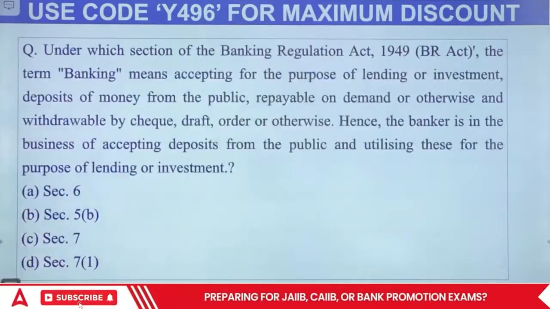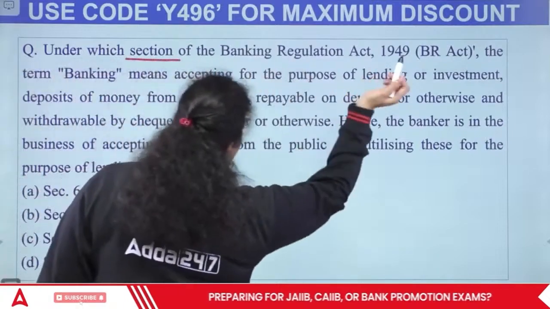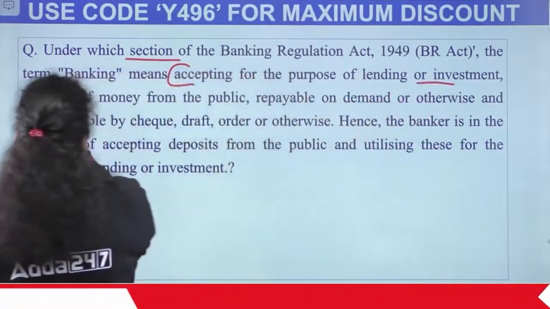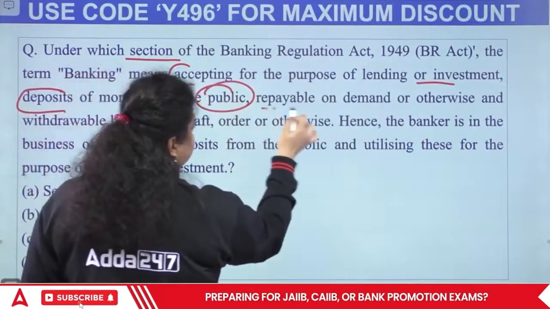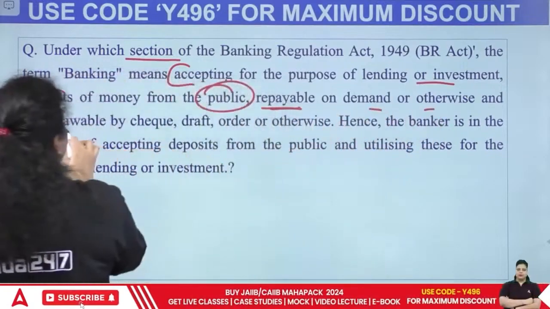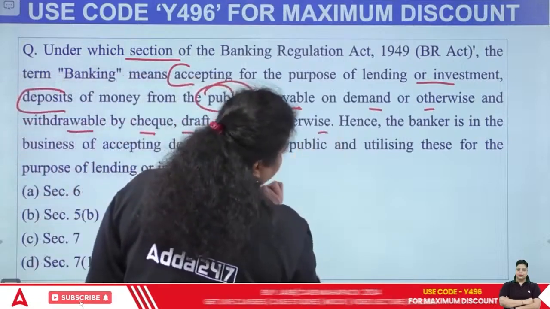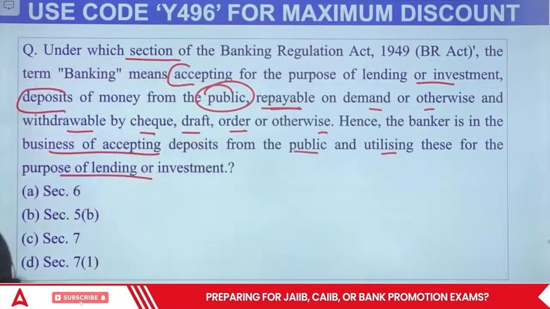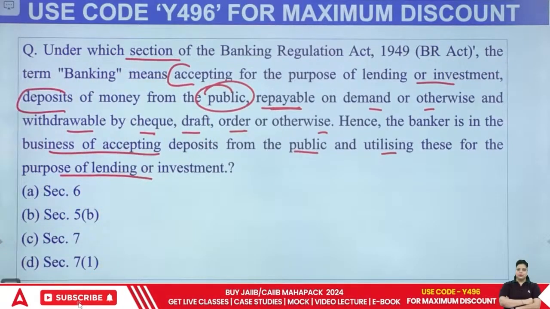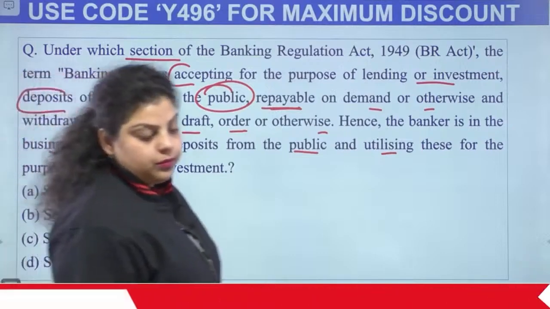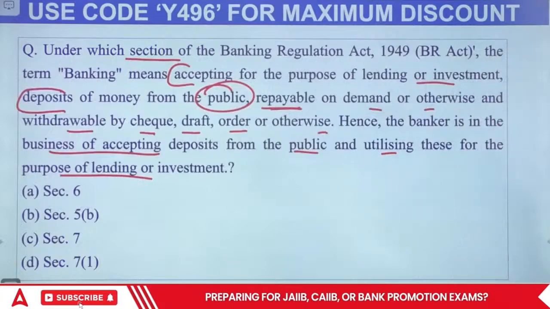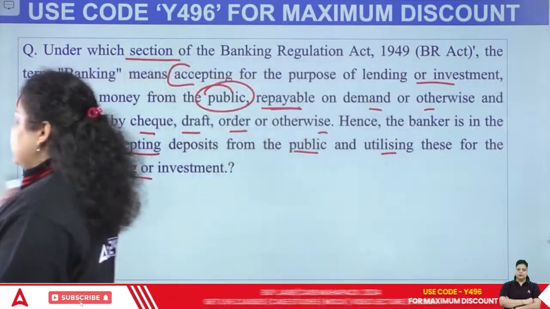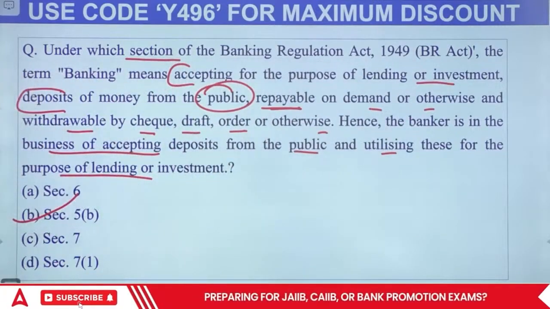Next. Under which section of the Banking Regulation Act 1949 does the term banking mean accepting, for the purpose of lending or investment, deposits of money from the public that are repayable on demand or otherwise and withdrawable by check, draft, order or otherwise? Hence the banker is in the business of accepting deposits from the public and utilizing these for lending or investment. Which section defines banking? A, B, C or D. So the right answer will be Banking Regulation Act 1949 Section 5B, which talks about the definition of banking.